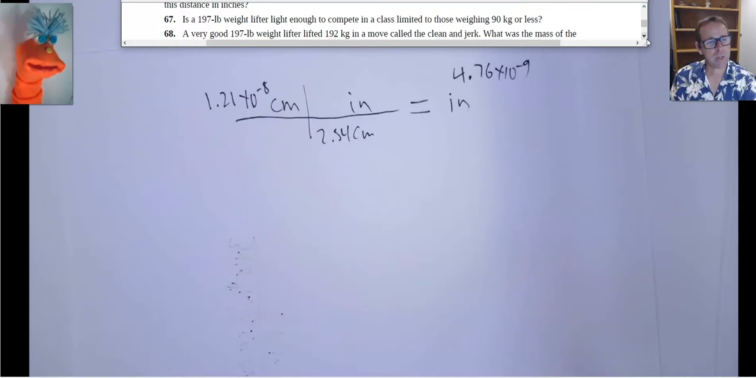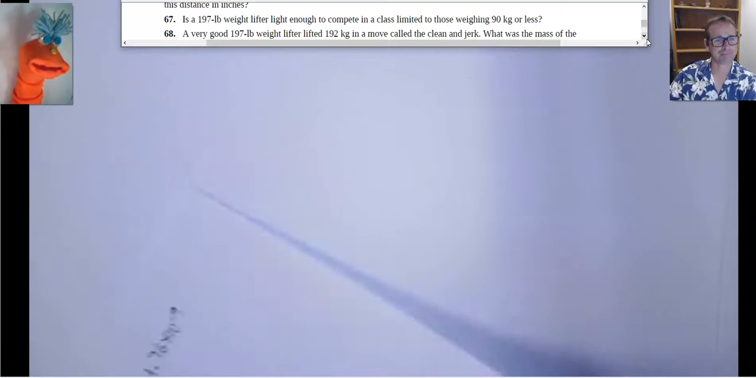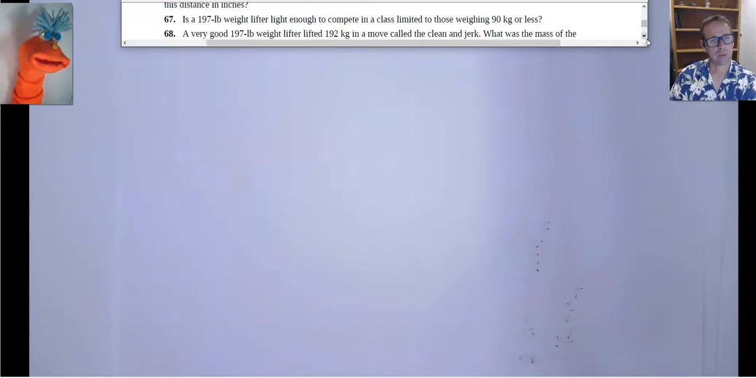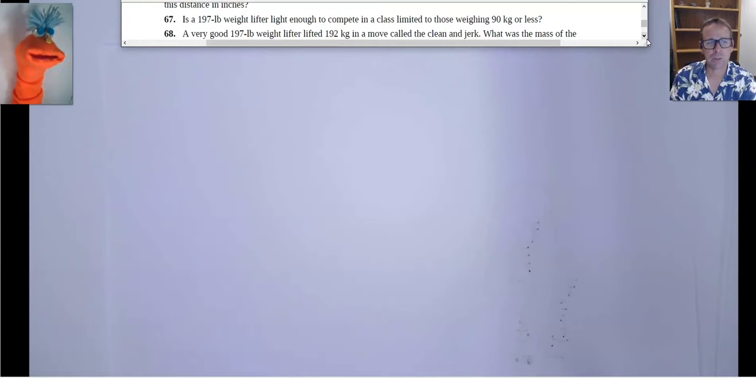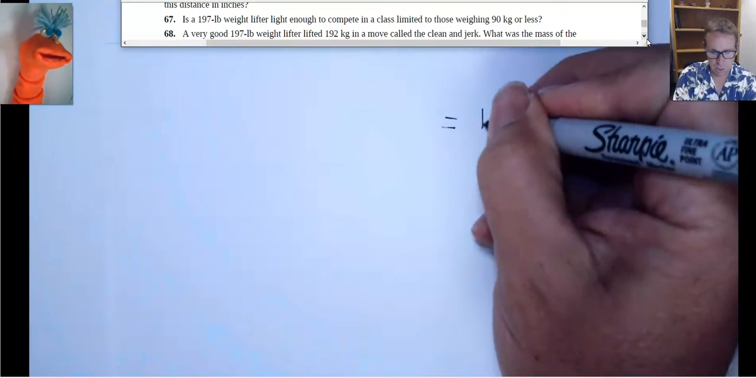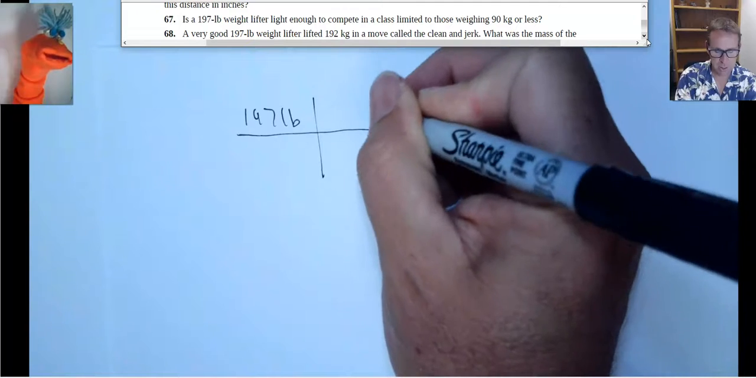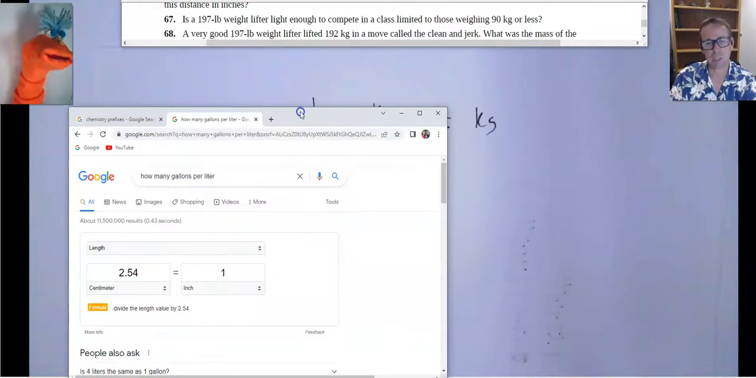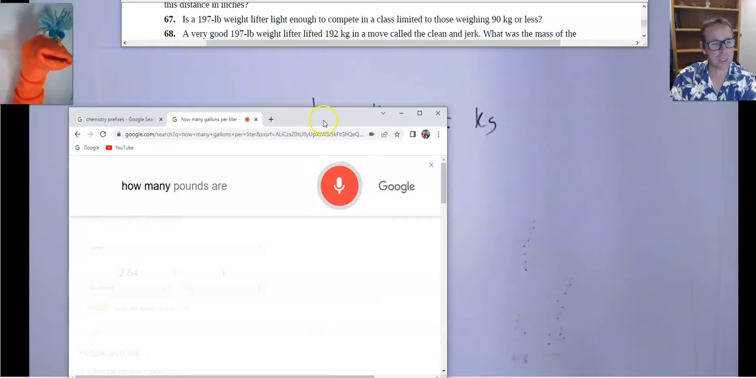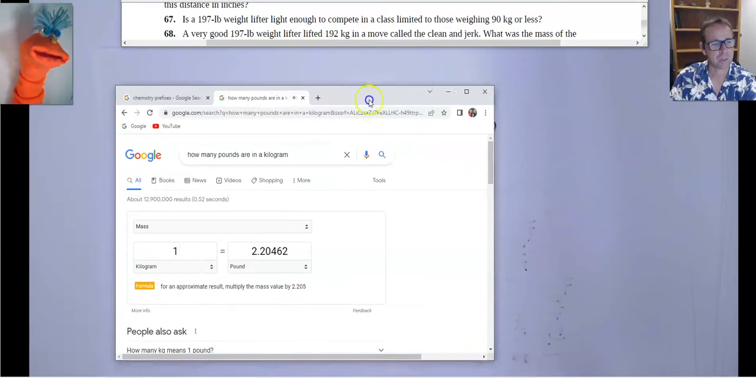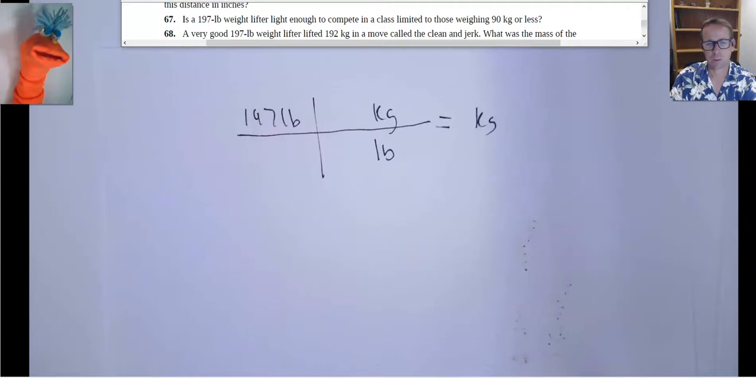A 197 pound weightlifter, light enough to compete in the 90 kilogram class. That's a good question. How does 90 kilograms compare to how many pounds are in 90 kilograms? Or how many kilograms are in 197 pounds? Which one do you want to do? Let's go pounds to kilograms. So we want kilograms here. We start with 197 pounds. I need pounds down here and I need kilograms up there. So I'm looking for how many pounds there are in a kilogram. 1 kilogram is 2.205 pounds.